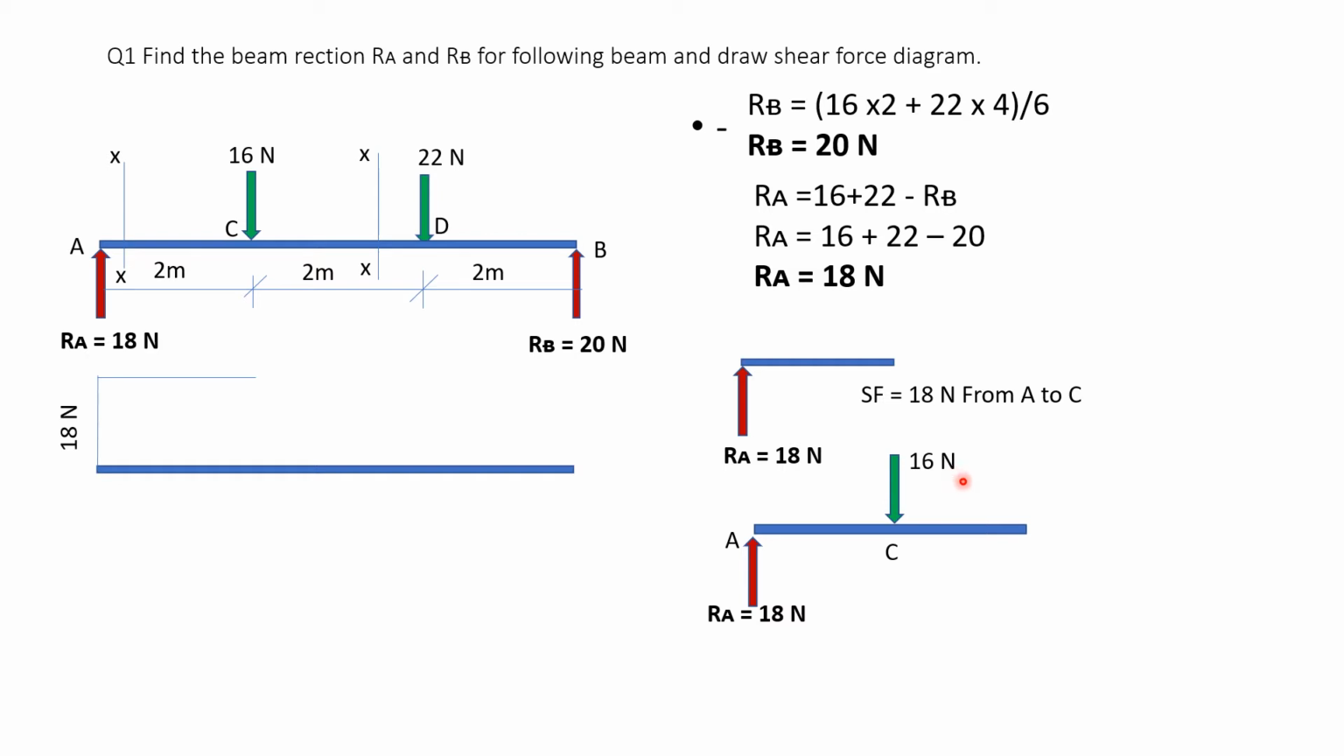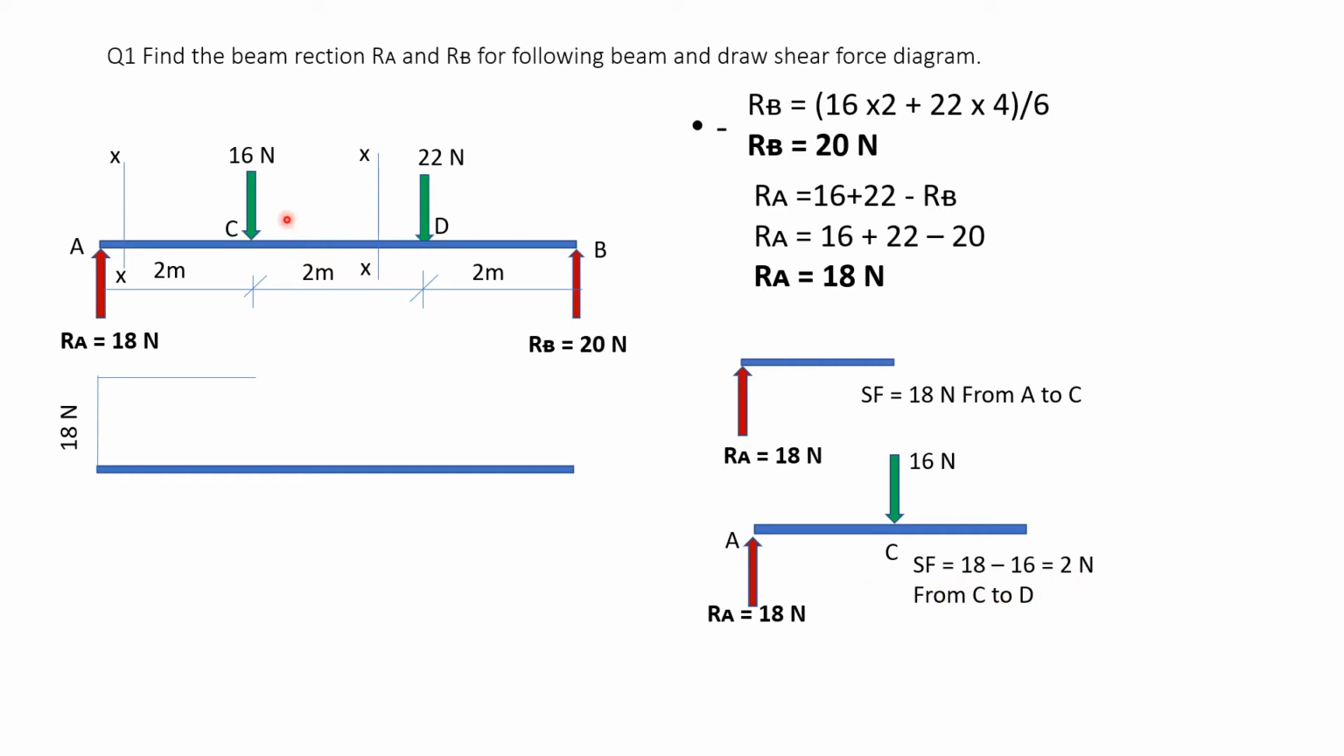Now if I do the summation of all the vertical forces on the left hand side, what will happen? RA is going up, so 18 is plus. Now this 16 is coming down, so it will be taken as minus. So it will become 18 minus 16, that is 2 Newton. So shear force will be equal to 18 minus 16: RA going up, so 18 is plus, 16 going down, so minus. So 18 minus 16, 2 Newton from C to D.